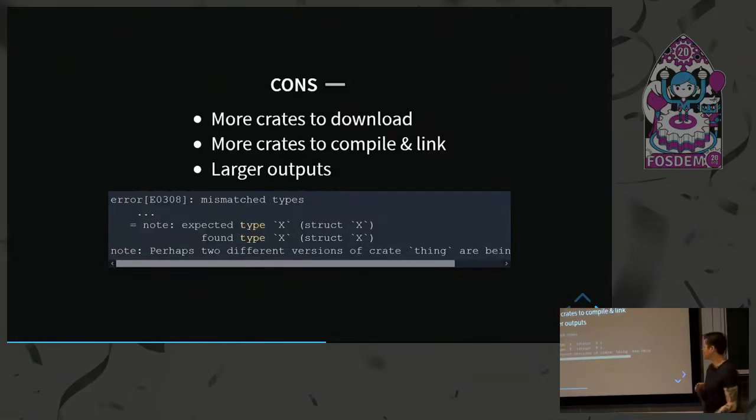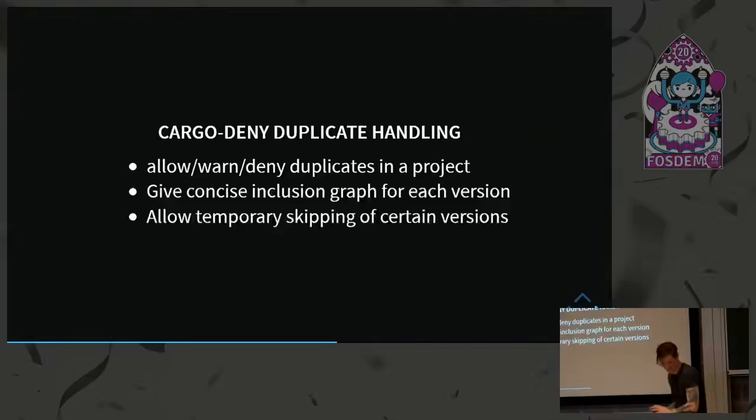The cons, of course, are not great. If you have more versions, more crates, then you download more to compile. And if you compile more, you link more. And if you link more, you have larger outputs. That's both the actual final binaries that you ship, as well as your local target directories, which can get quite large. And then the fun: you expected type X and got type X. Thanks, Cargo, or Rust.